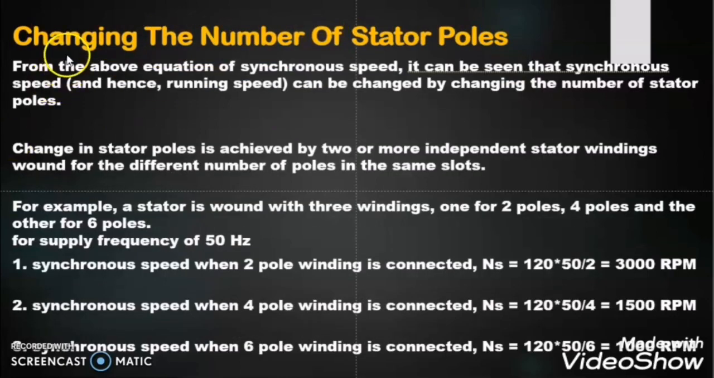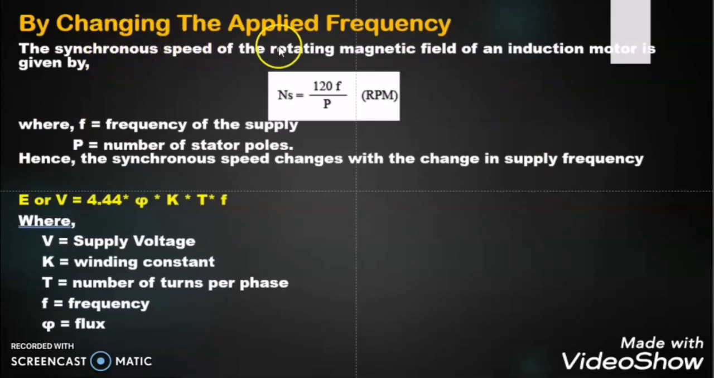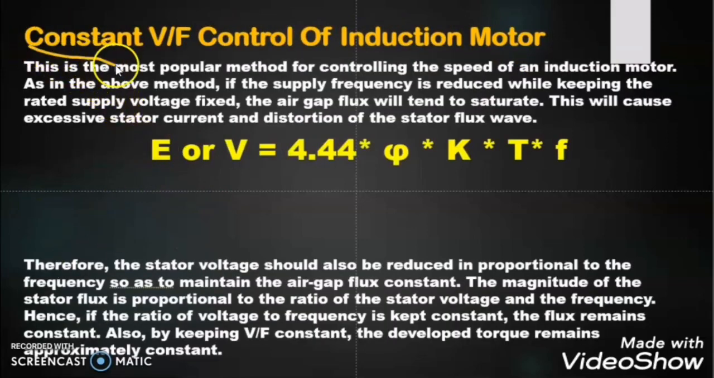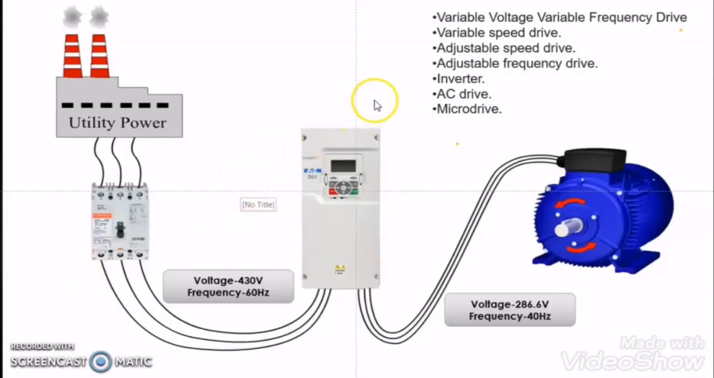Then we discussed changing the number of stator poles, and we also discussed the limitations of this method. Then we discussed changing the applied frequency and the consequences of changing the supply frequency. Lastly, in the part 2 video, we discussed the constant voltage-frequency ratio method, which is the working principle of the variable frequency drive.